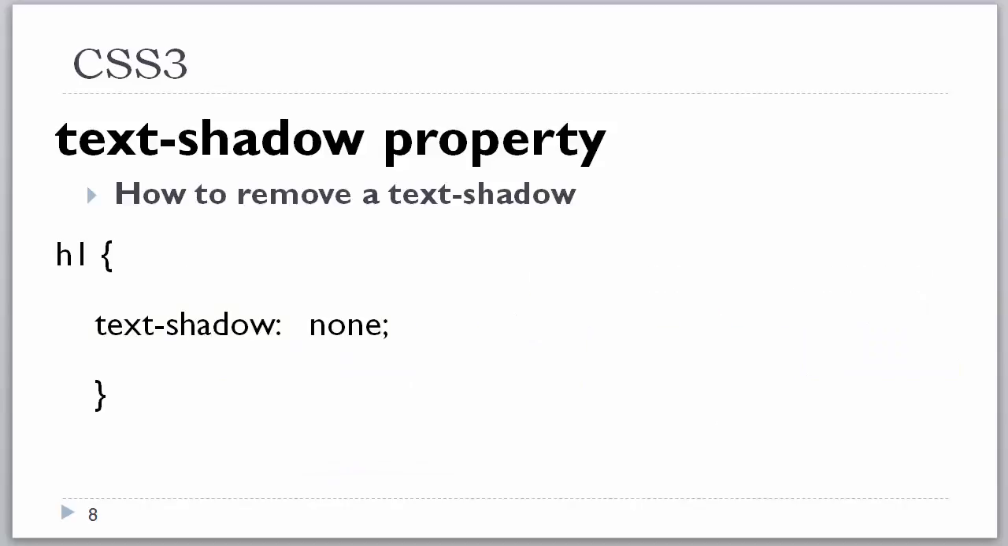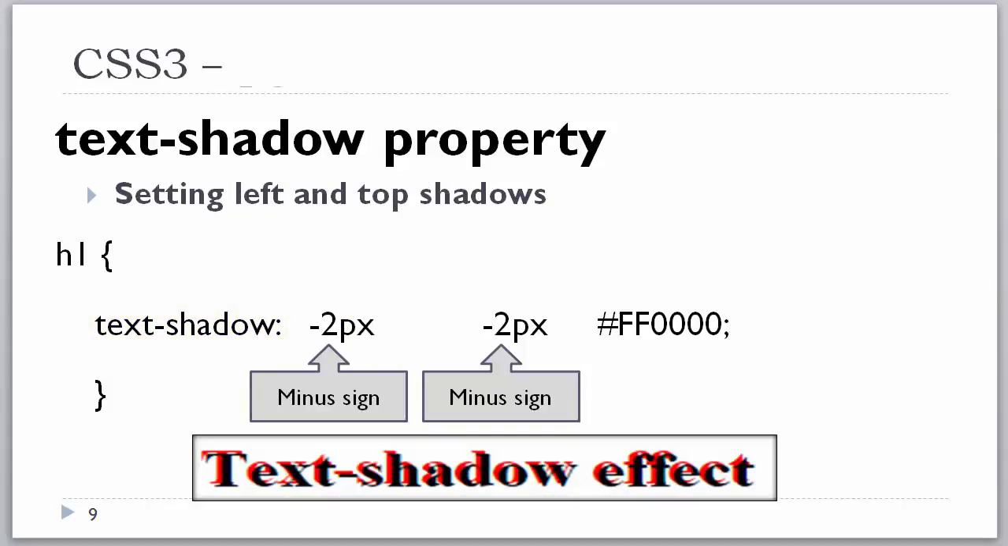To remove the text shadow property, simply set the value to none. Should you wish to reverse the direction of the shadow to the left and top, all you need to do is to put a minus sign in front of the horizontal and vertical offsets, as shown in the example here.